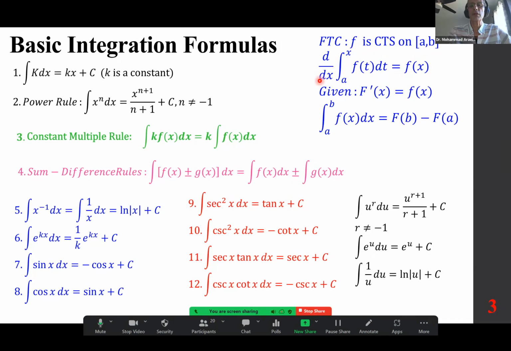It's the reverse process. Also, if F prime is represented by lowercase f(x), then the integral from a to b of f(x) dx, which is a definite integral, which is a number, is F(b) minus F(a). Simply evaluate at the endpoints. That's the meaning of it.